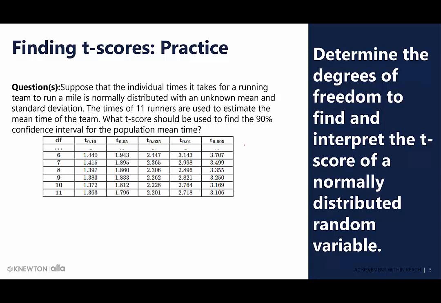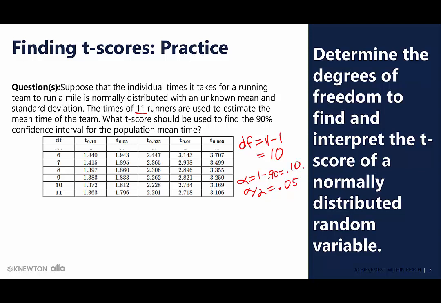The degrees of freedom for this will be based on your sample size. In our case, our sample size is 11, so we take 11 minus 1, which gives us degrees of freedom of 10. Degrees of freedom is n minus 1. Our confidence level is 90%, so alpha is 1 minus 0.90, or 0.10, which indicates that alpha over 2, which is really what we want, is 0.05. So that's all the information we need.